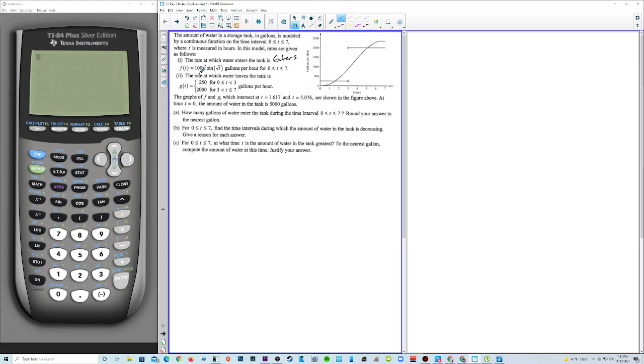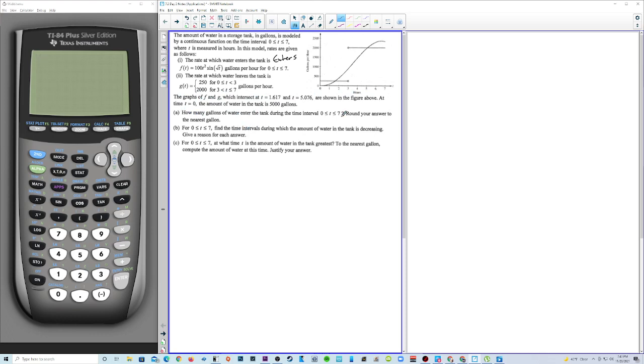Second, the rate at which water leaves the tank is g of t, and this is a piecewise function, and that's where you see these horizontal lines. Gallons per hour. The graphs of f and g, which intersect at t equals 1.617 and t equals 5.076, are shown in the figure above. At time t equals 0, the amount of water in the tank is 5,000 gallons.